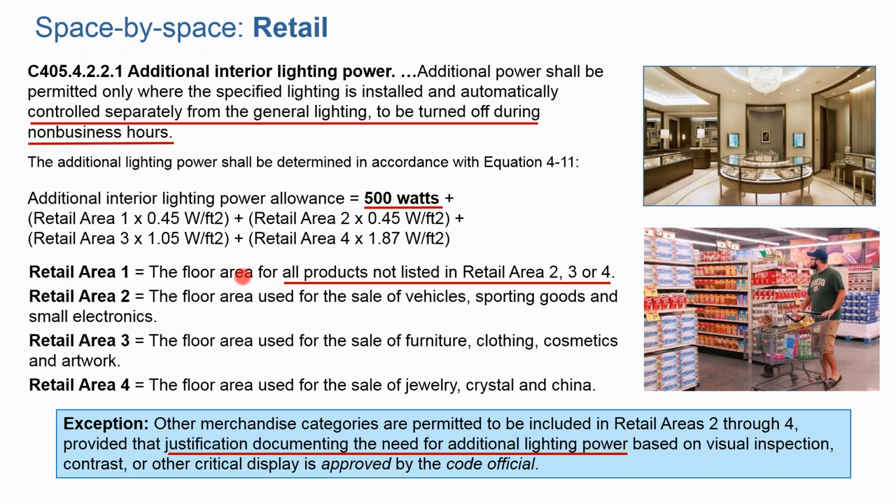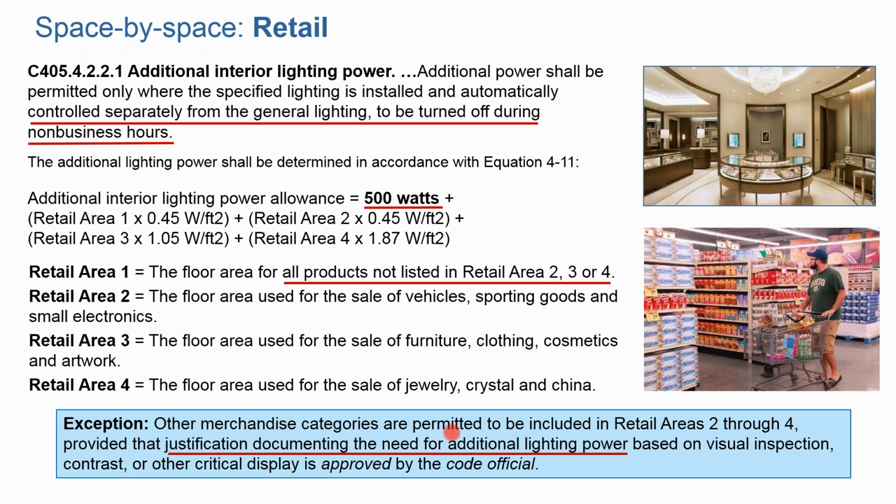So retail area 1 would be all products not listed in retail areas 2, 3, and 4. And so then we have things with sale of vehicles, sporting goods, furniture, crystal, jewelry, china. And these could be specific stores, but you go to even like a Fred Meyer, and they're selling china, and they're selling furniture, and they're selling food, and they're selling sporting goods. So different areas of the store would get different lighting power allowances.